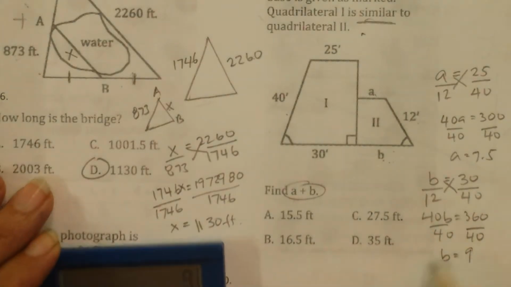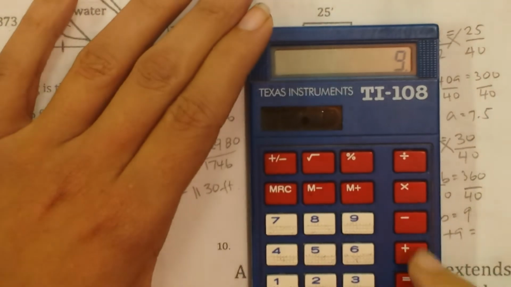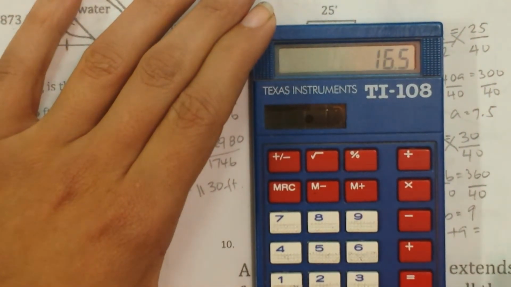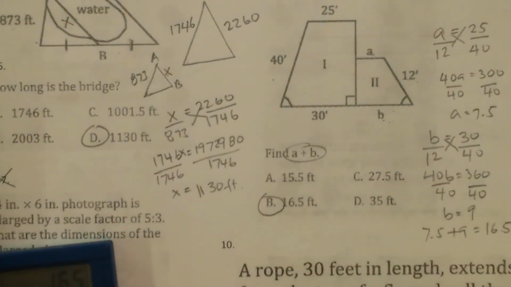So what's 7.5 plus 9? 9 plus 7.5 is 16.5. That's the answer. All right, finally, the last one.